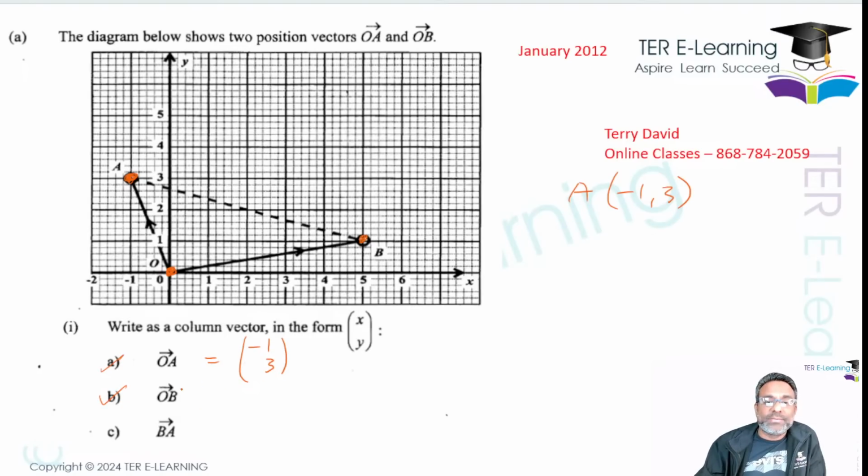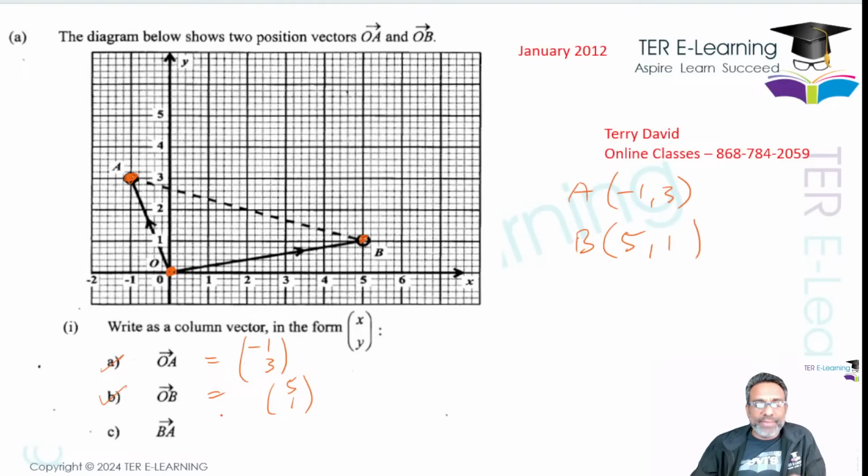So what about the vector OB then? Could you all tell me what are the coordinates of the point B? Right, everybody's saying 5, 1. So great, yes, it's 5, 1. That means that the vector OB here is going to be written as 5, 1. So let's pray that we get an easy question like this. If they give us a diagram and they want us to write down the column vectors, it's as simple as reading off the coordinates.